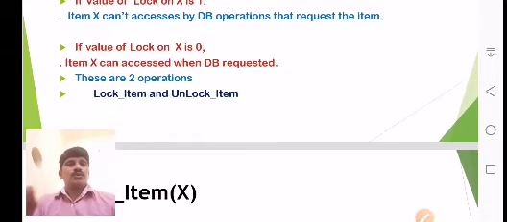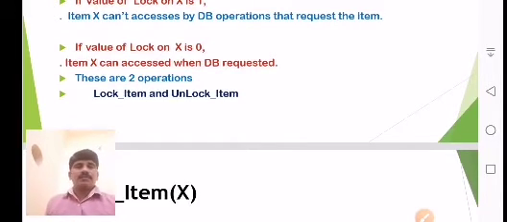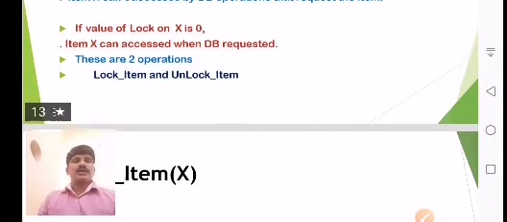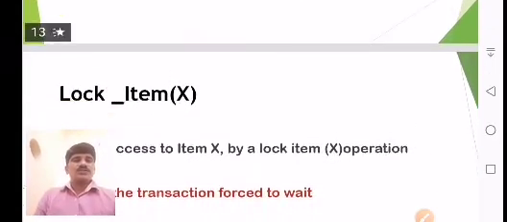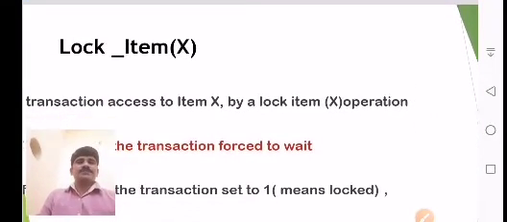These are two types of operations. The binary lock can be divided into two types: one is lock item and the second one is unlock item. As already discussed, lock item is indicated with 1 and unlock item is indicated with 0. So we have to discuss what a lock item is.